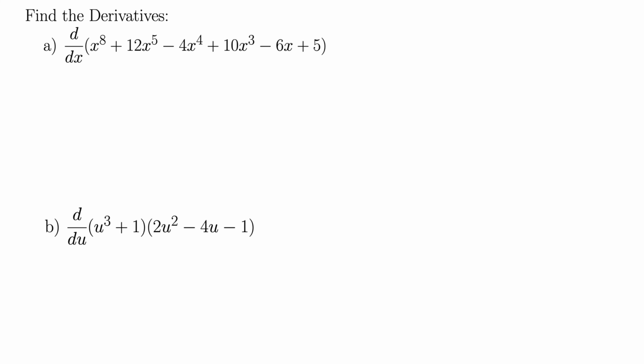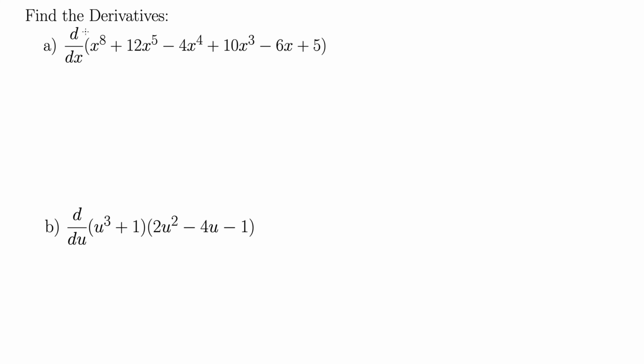This example asks us to find the derivatives, and part A gives us the derivative of the quantity x to the 8 plus 12x to the 5th minus 4x to the 4th plus 10x cubed minus 6x plus 5. And we just introduced all these rules of differentiation, and those will become second nature, right? So here's how that works.